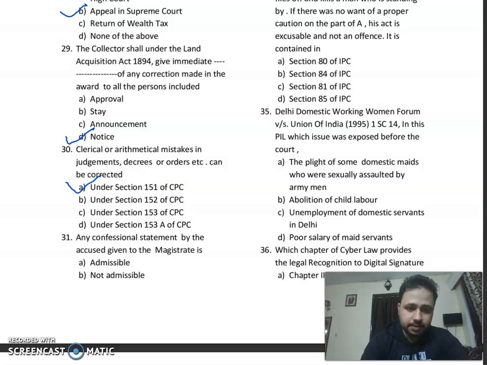It will be admissible. Why? Because if any confession is made to the magistrate, then it can be assumed that it is free from fear or external influence. Therefore, a confession made to an inspector will not be admissible, but if it is made to a magistrate or judge, then it will be admissible. So the right answer over here is admissible.